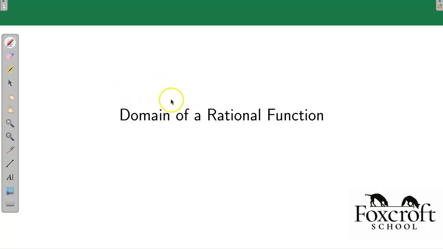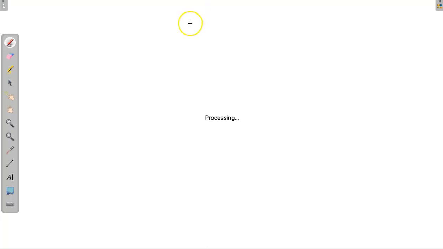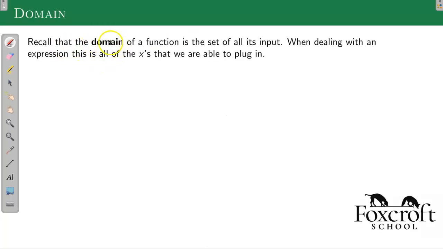In this video, we're going to discuss the domain of a rational function. So recall that domain is the set of inputs for a function, things you can plug in. And when dealing with an expression, it's just like, what x's am I allowed to plug in? And what does that mean, allowed?